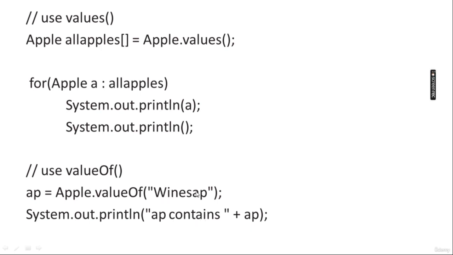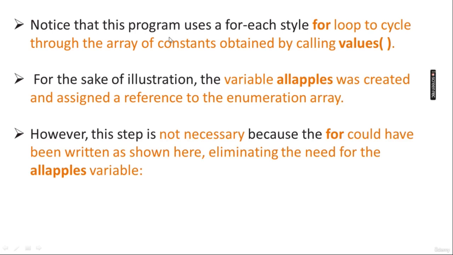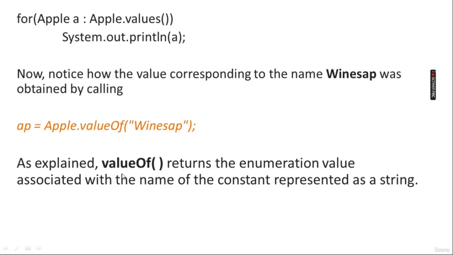AP contains which value? Winesap, because we have already passed it using the string Winesap. Okay. This program uses a for-each style for loop to cycle through the array of constants obtained by calling values. For the sake of illustration, the variable allApples was created and assigned a reference to the enumeration array. So allApples will be the array through which your for loop will iterate. However, this step is not necessary because the for could have been written as shown here, eliminating the need of the allApples variable, like for apple A, apple.values.